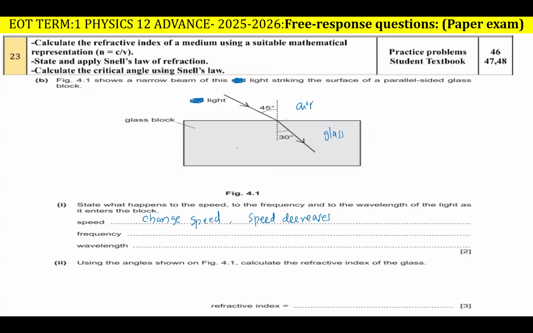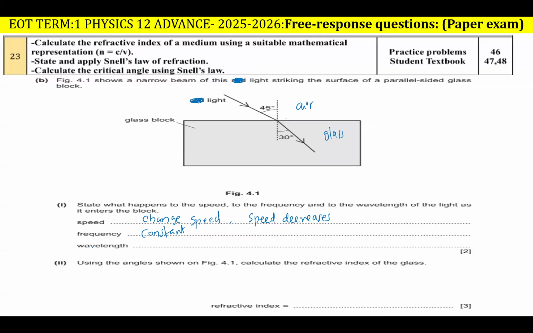But whenever refraction happens, the frequency always remains constant. Frequency is the property of a source. For example, when I talk, my frequency is the frequency which I produced. But my sound may be going through different media, maybe through wood, or through air or water. So the frequency is independent of the medium. So during refraction, frequency remains constant.